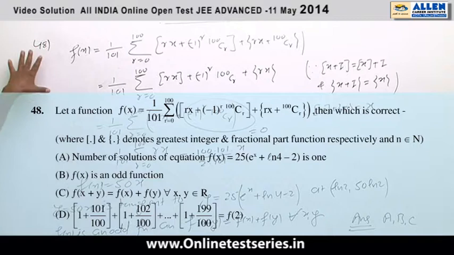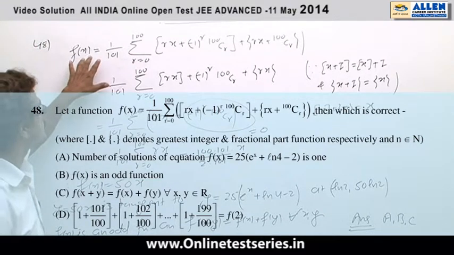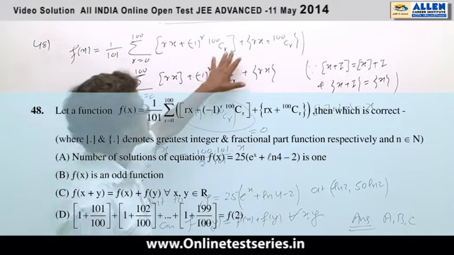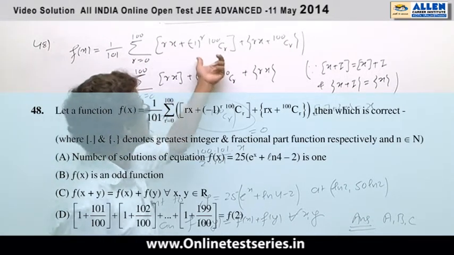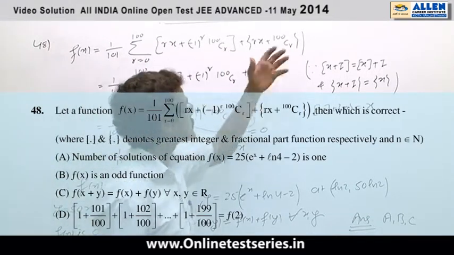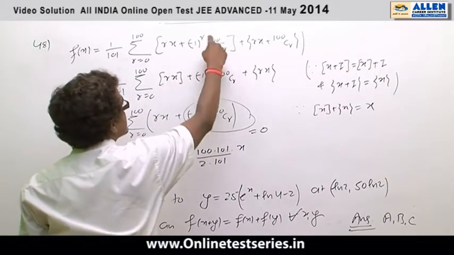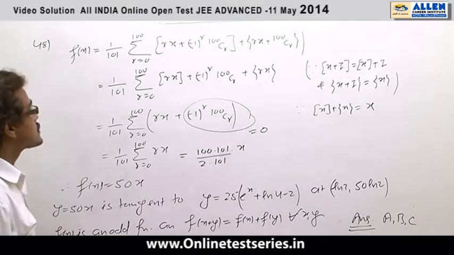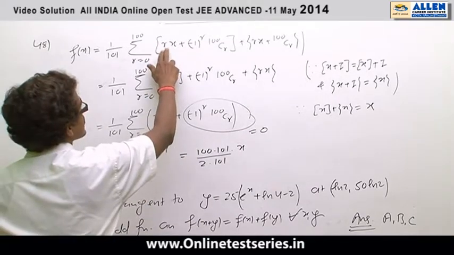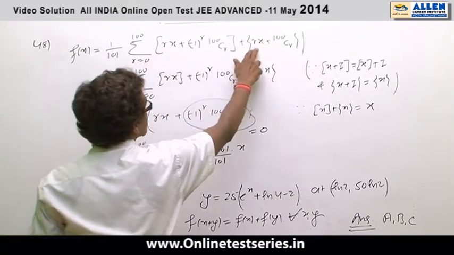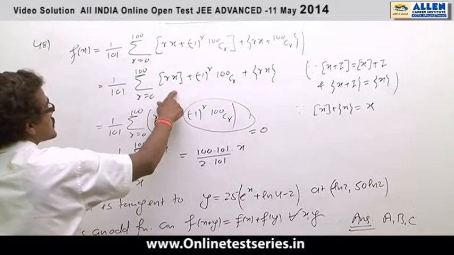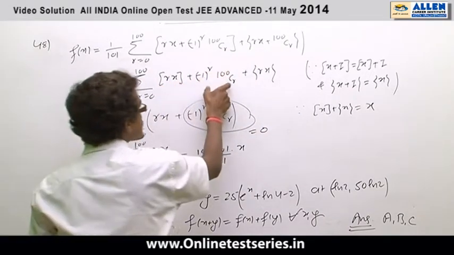Now let's take question number 48. In this question, f(x) is given in this format, where this is the box or greatest integer function and this is the fractional part function. Because we know that nCr will always be a natural number, this is rx plus a natural number, and this will be equal to the greatest integer of rx plus a natural number.